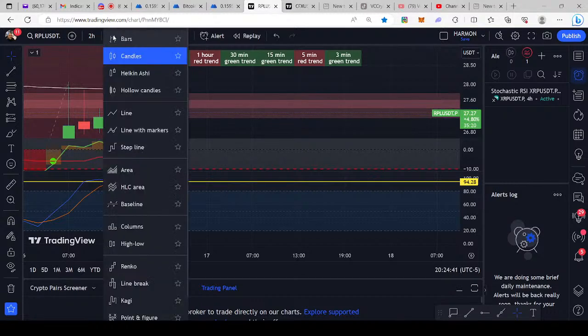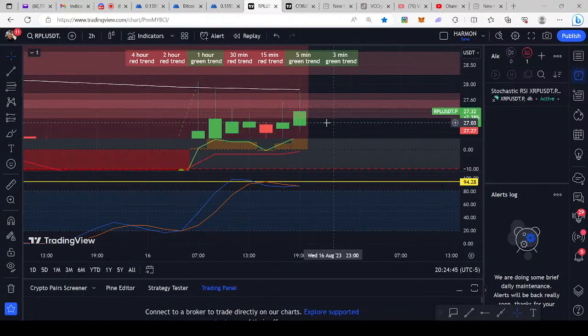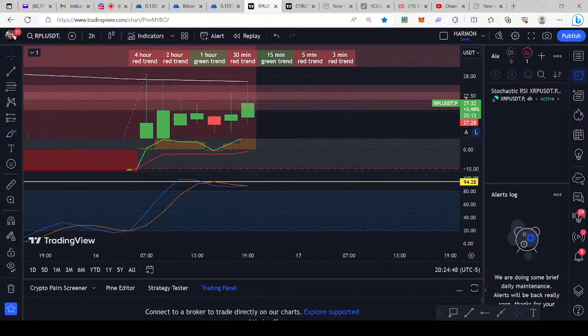So those are your regular candles. That's what I was trying to show, like if you're looking at what you guys were looking at on the candle side.